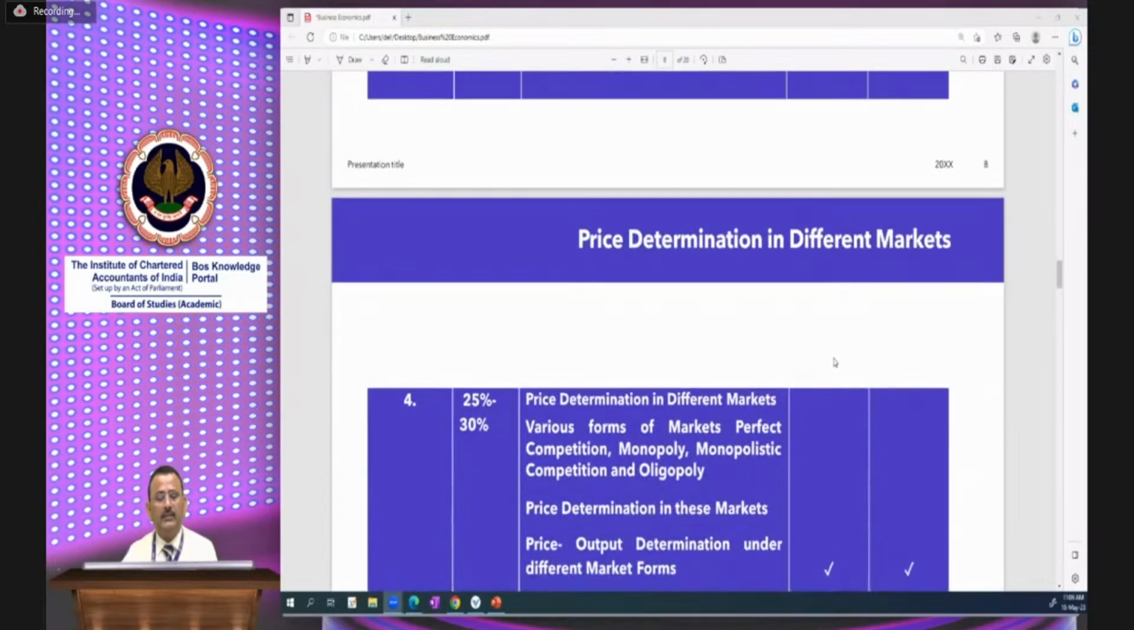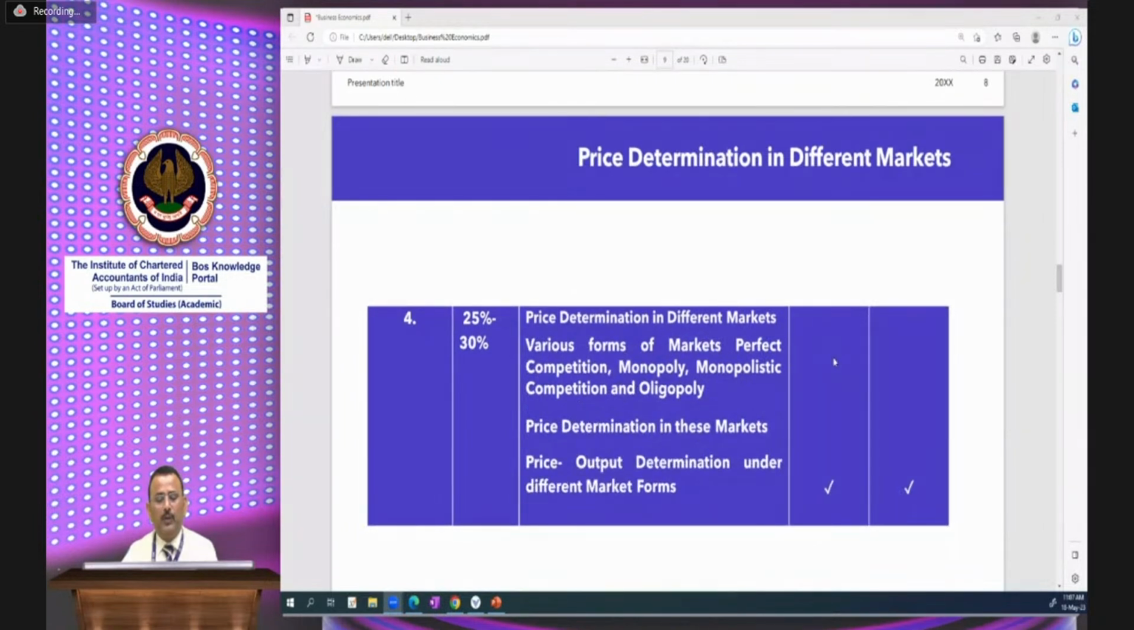Then the fourth is the price determination in different markets. This is also very important. In price determination in different markets, we are talking about the various forms of market, that is perfect competition, monopoly, monopolistic competition, and oligopoly. How the price determination in these markets is done, price and output determination in the different markets, we'll be discussing in detail. And the weightage for this unit is 25 to 30%.